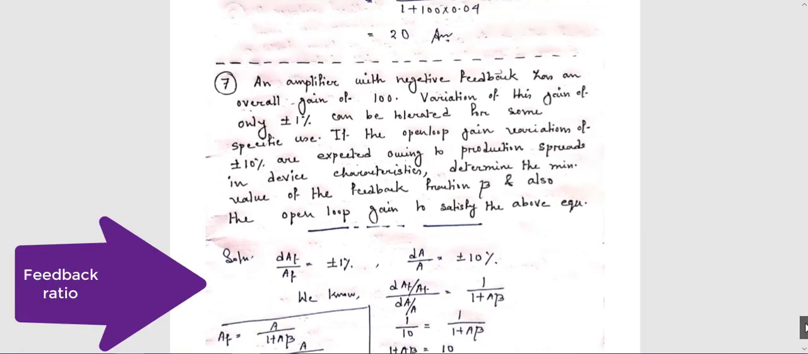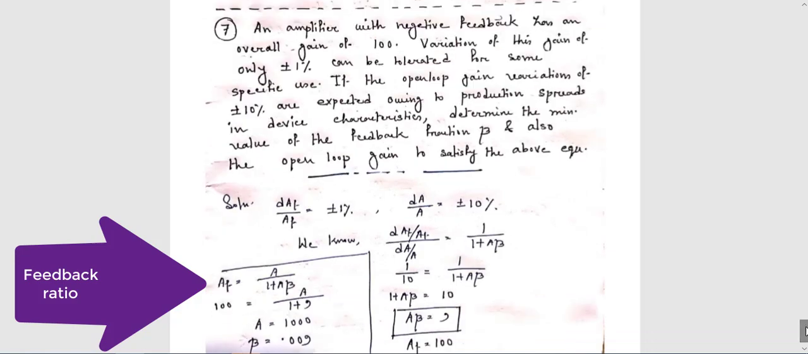Next numerical. This is my last numerical. Again there is a lot of language attached with this numerical, so go through this first. An amplifier with negative feedback has an overall gain of 100. That means AF is given to you, AF is 100. Variation of this gain only plus minus 1% can be tolerated. That means dAF by AF is equal to plus minus 1%. This is also given to you. Tolerated for some specific use if the open loop gain variation of 10% is expected. That means dA by A is equal to plus minus 10%. This is also given to you.